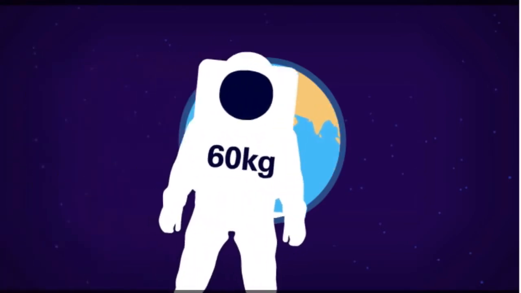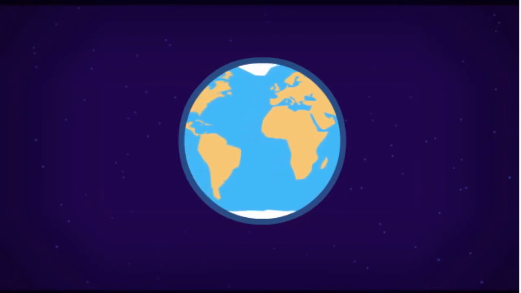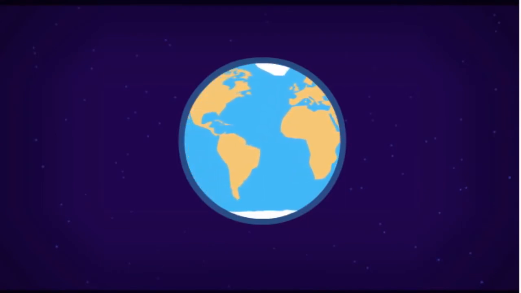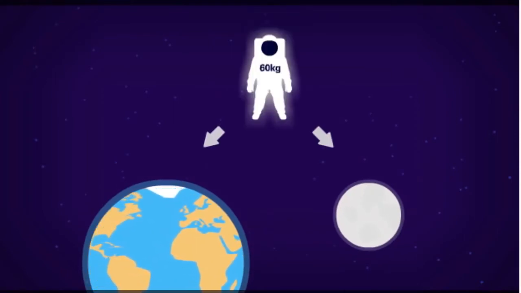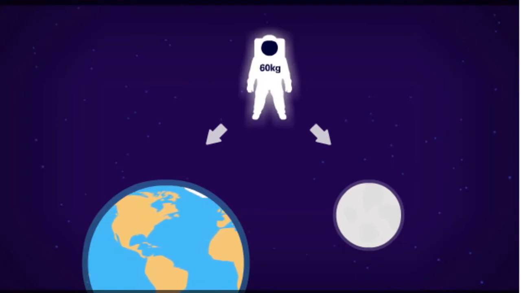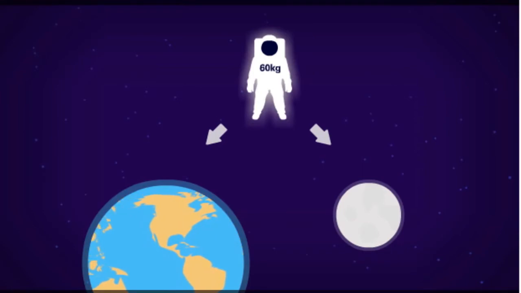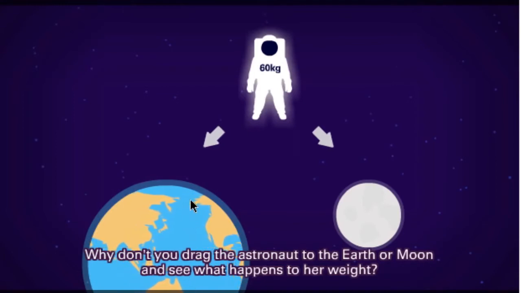Take a look at this astronaut. Like all objects, she has mass, and her mass never changes. Weight, on the other hand, does change, because weight is a force and it depends on gravity. The Moon is smaller than Earth, so it exerts a weaker gravitational force. Why don't you drag the astronaut to the Earth or Moon and see what happens to her weight?